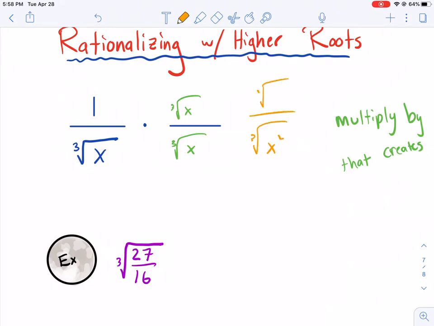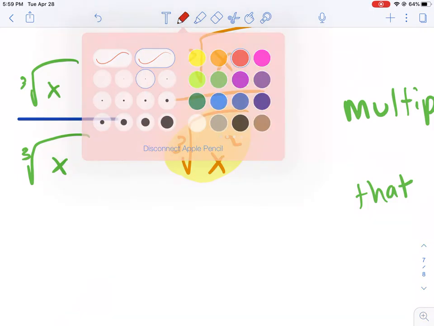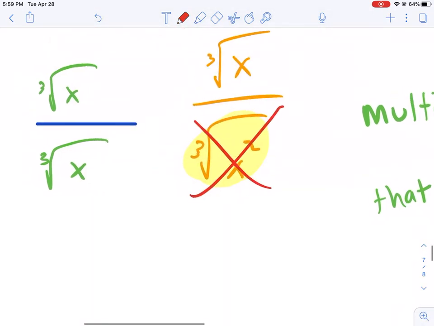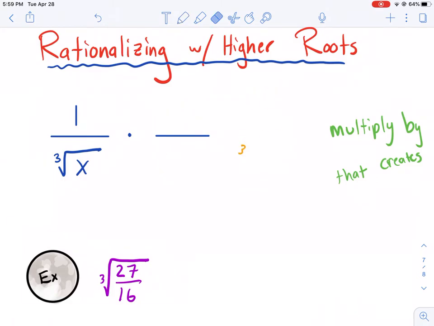The top's fine because we get the cube root of x, and we don't really care about the numerator, but the denominator is the one that we're trying to rationalize. So, is that any better than where we started? Definitely not. This is not the way to go, because it didn't get us anywhere. We still have a radical in the denominator. So what do we do? Well, let's go back to the drawing board.